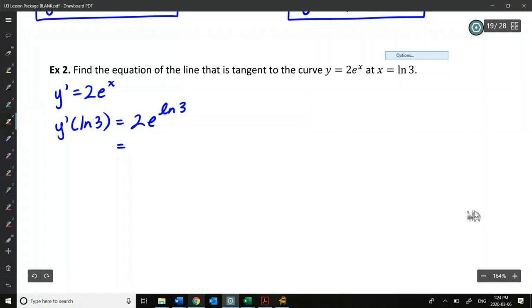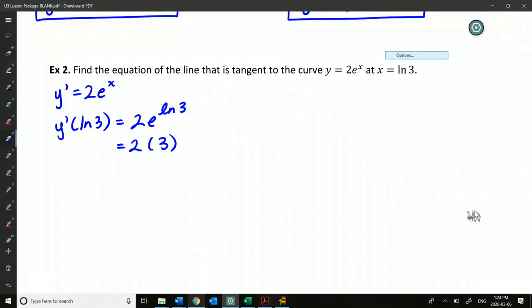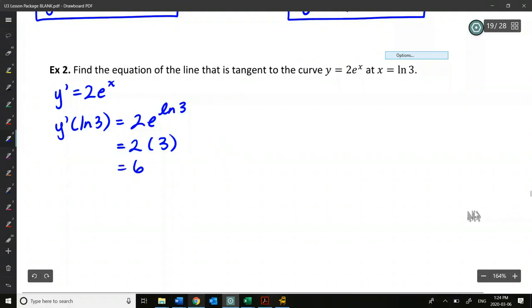And we learned this little rule yesterday. If I have e to the ln of something, it's just the something. So it's actually just going to be equal to 3. If you put it in your calculator, e to the ln of 3, you'll see that it gives you back 3. So we actually get 6 here. Okay, so that's our slope of our tangent line.